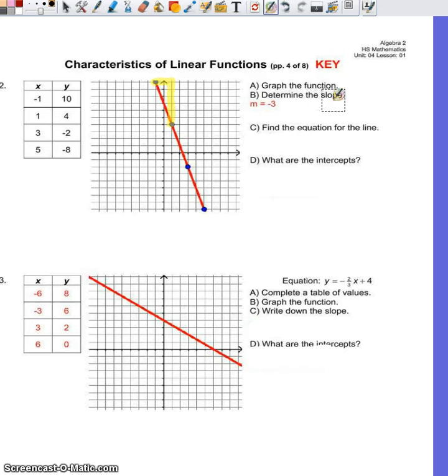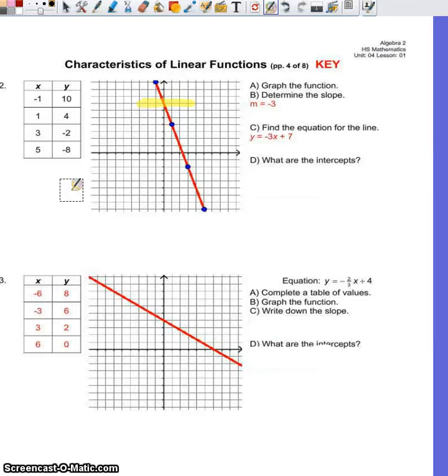So how would I find the equation? I already know my slope. I need to know my b, right? And my b is where it crosses. Where does it cross the y-intercept? That's correct. It crosses it at 7. So my formula becomes y equals negative 3x plus 7.